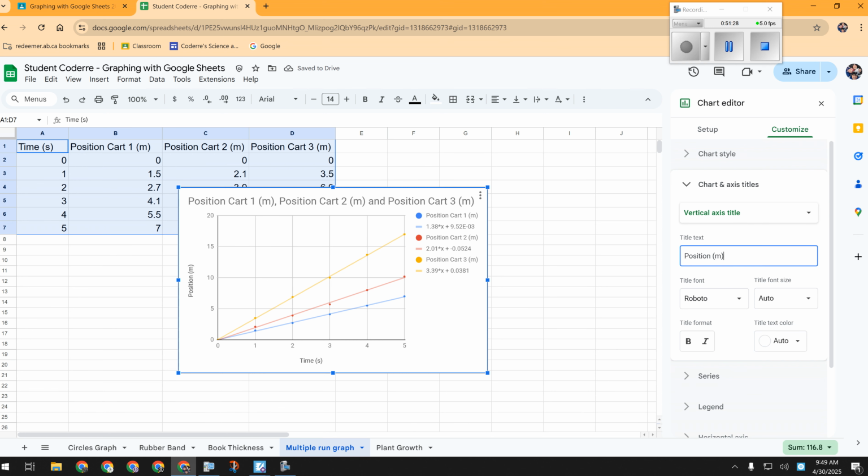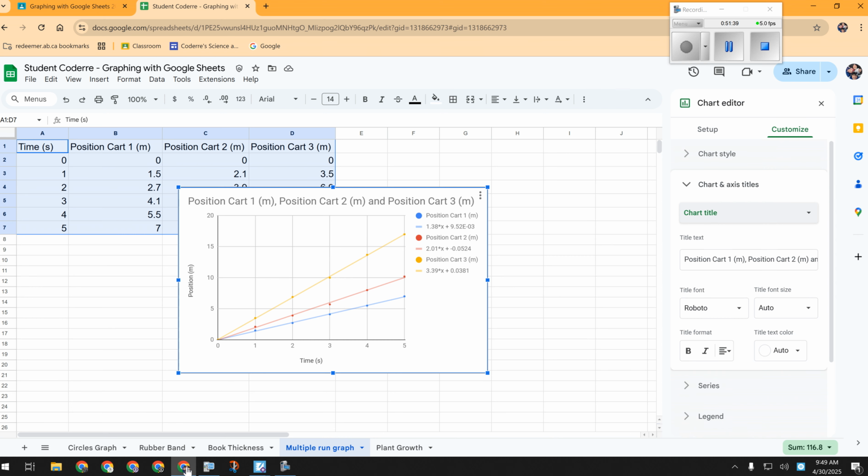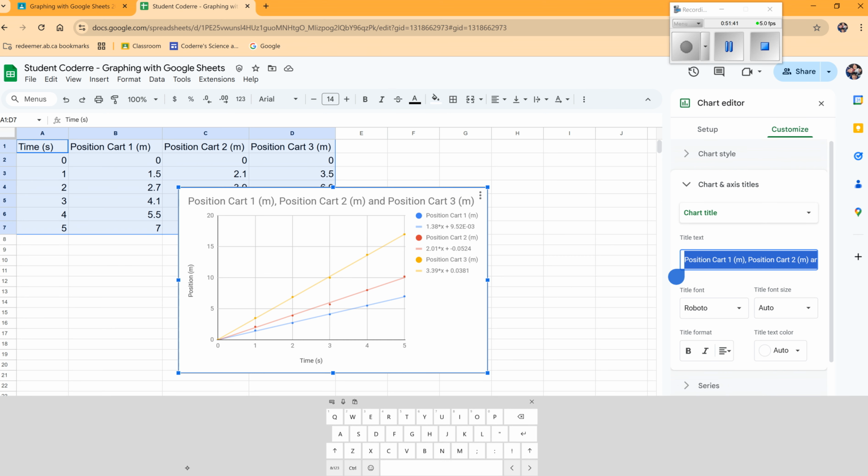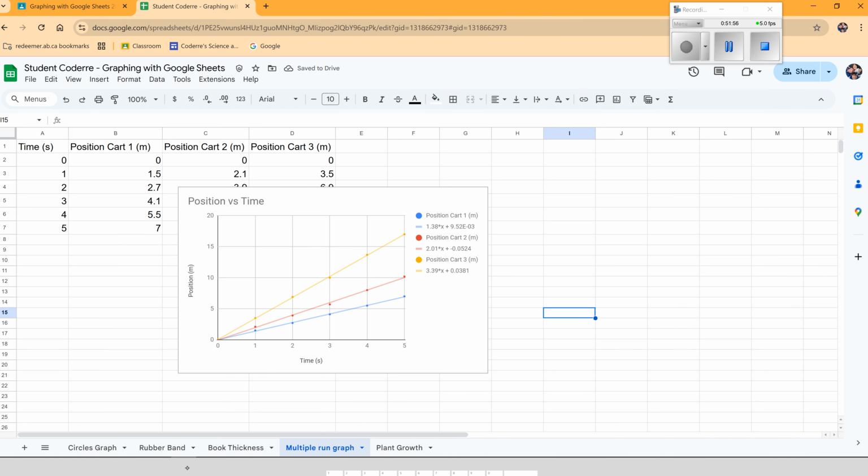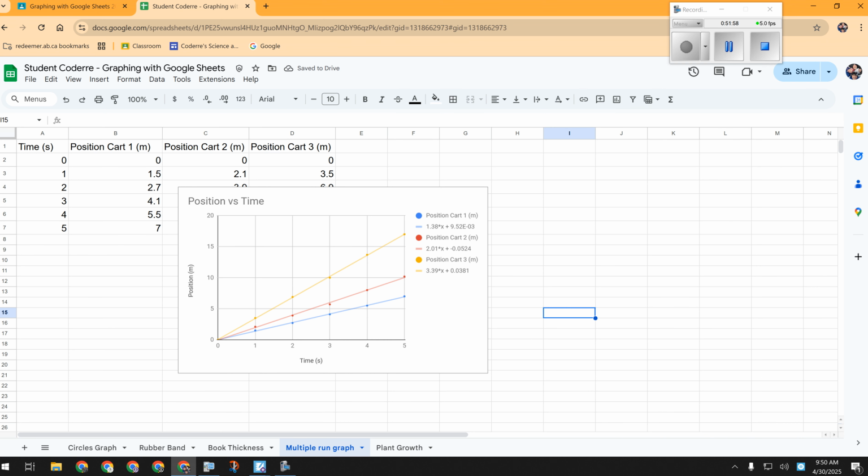Is that a very good title? No. So I'm just going to go here to chart title, where it has all of that stuff, and change it. Graph is set up right.